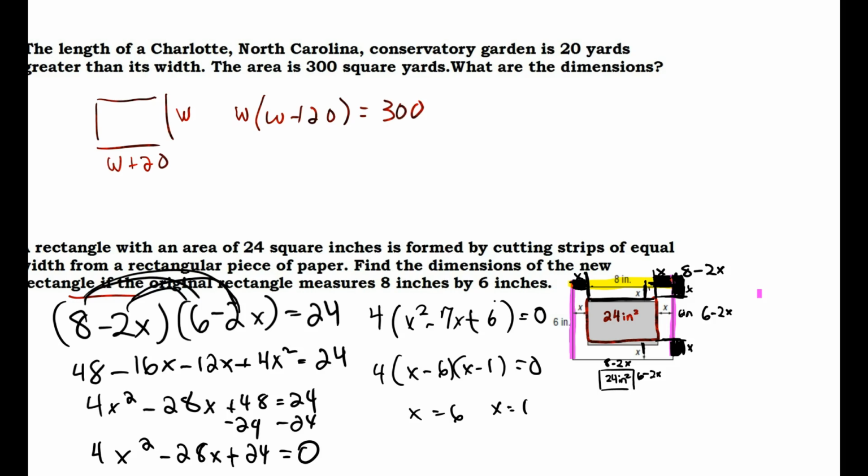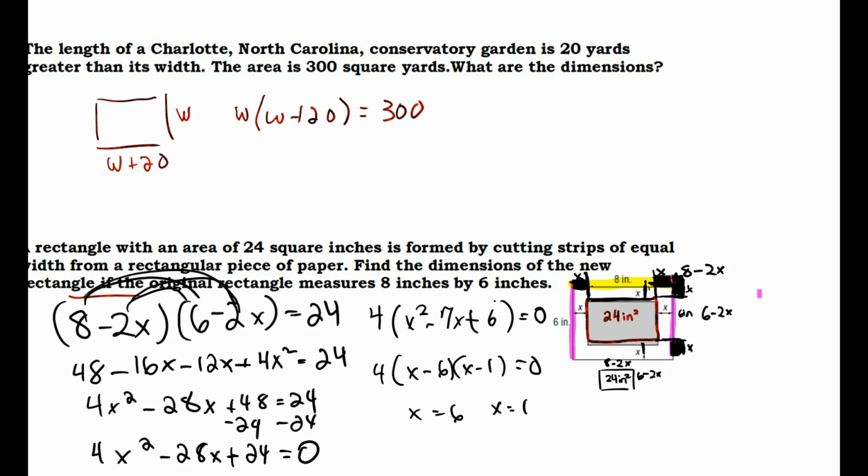It says find the dimensions of the new rectangle if the original measures 8 inches by 6. So the dimensions of the new one. These are the dimensions. We are saying that this is the length, this is the width. Now we must check to make sure that both of these numbers will give us a realistic length and width. And this is where some of y'all get in trouble.